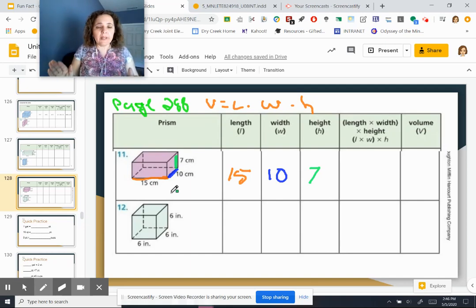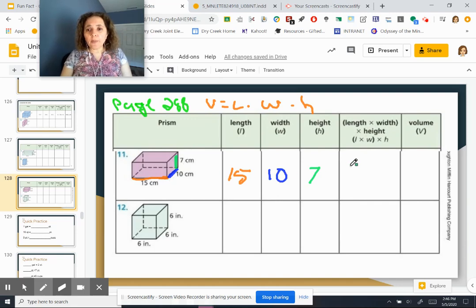And I keep repeating myself, but believe me, in a few lessons, you're going to be glad that we are actually doing this. Length times width times height. And same thing with the coloring. This is going to come in so handy in a few lessons. So length times width times height.